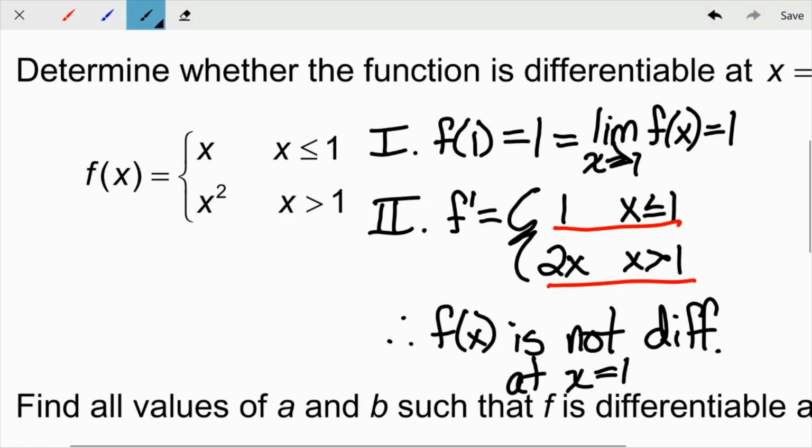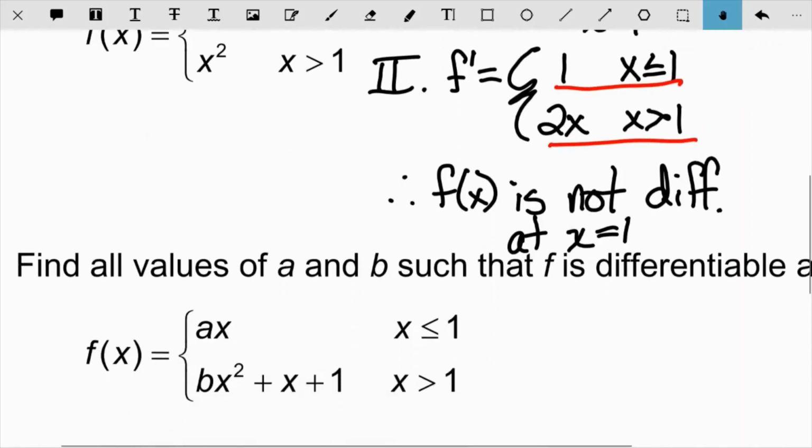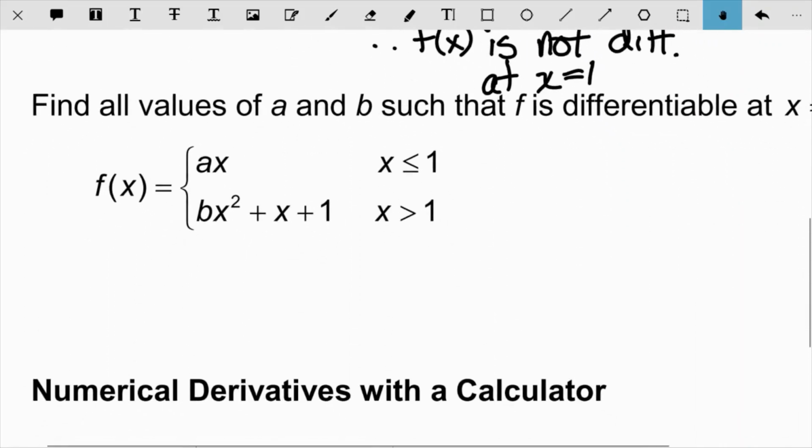So that's how we check it. Now, you will have some problems like the ones that we saw before on continuity, where they'll say find the value so that this function is differentiable everywhere. Always keep in mind you have to be thinking about continuity first, and then second part of that is the left-hand derivative needs to be equal to the right-hand derivative. So here's an example of that type of a problem.